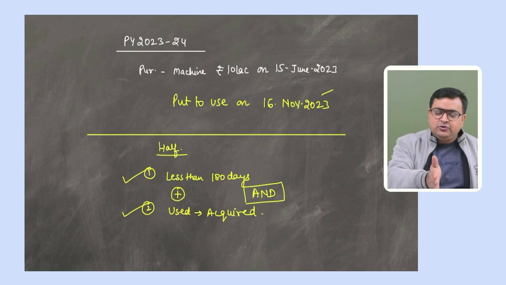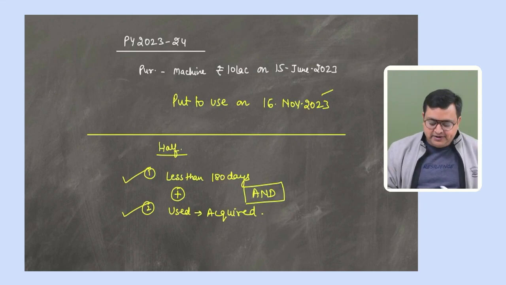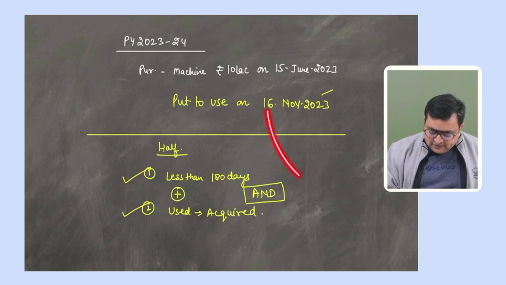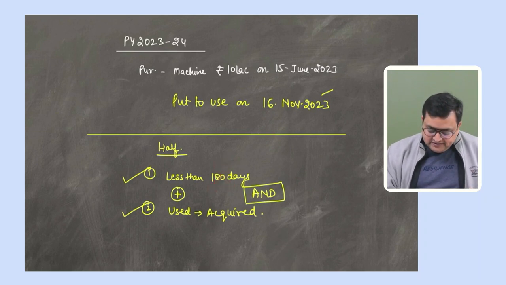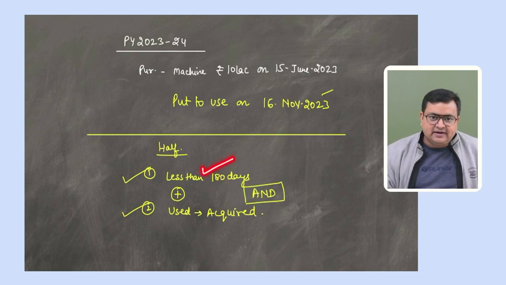So once the asset is put to use, all subsequent days should be counted, right? So please count all subsequent days. And if it is less than 180 days, that is one set. If it is exactly 180, no, it should be less than 180. So if it is less than 180, this condition is satisfied.